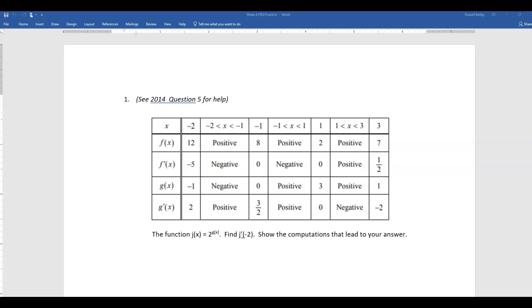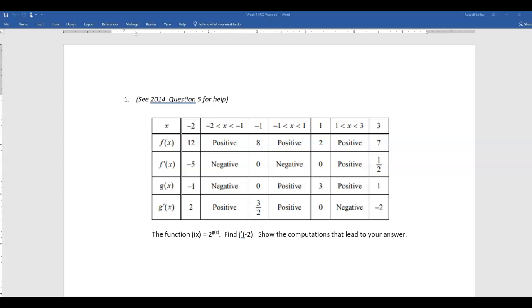Alrighty, so this is our FRQ practice for week 4. Let's begin here. So the function j of x is equal to 2 to the power of g of x is given. We want to find j prime of negative 2. So that means I would need to find the derivative of this function first, and then I would plug in negative 2. My guess is that this would be a 2-point question on an FRQ.